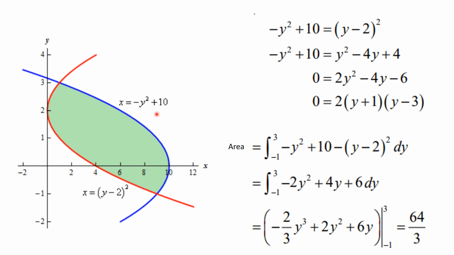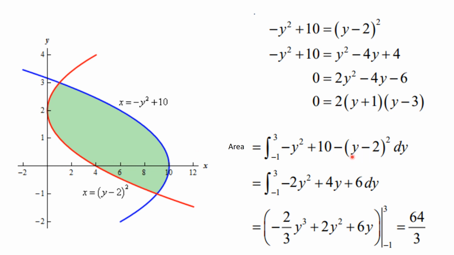So let's solve it. So when is this equal to this? We work through and we solve the quadratic, and we find that that's equal to whenever y goes from -1 to 3. The one that is on top in terms of the value is this one, the blue one. The one that's on the bottom is the red one.